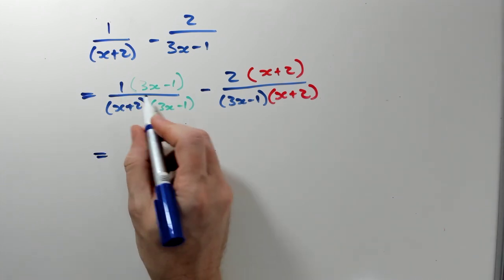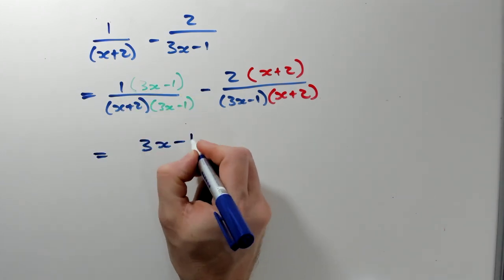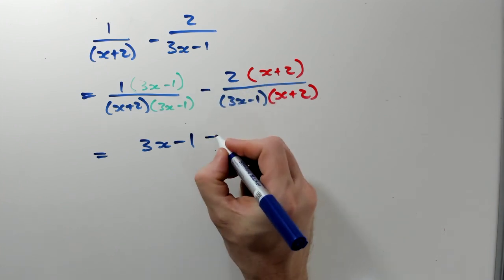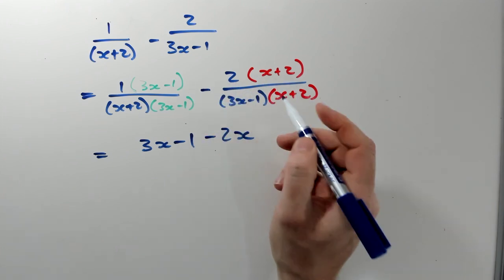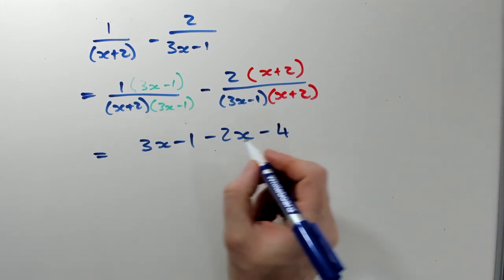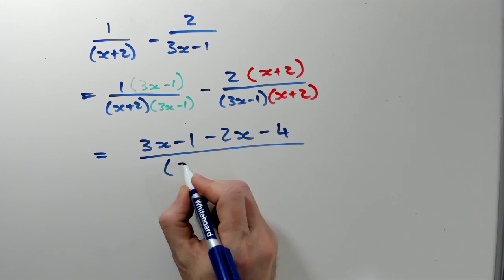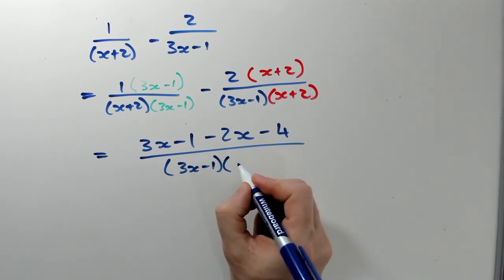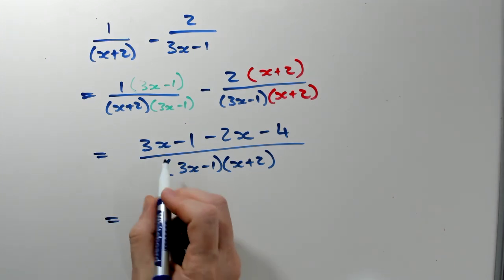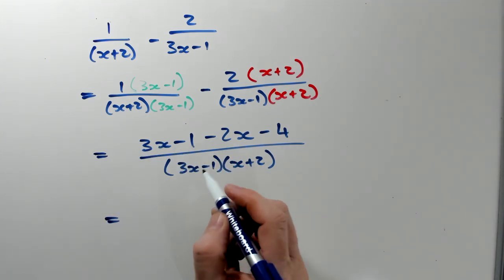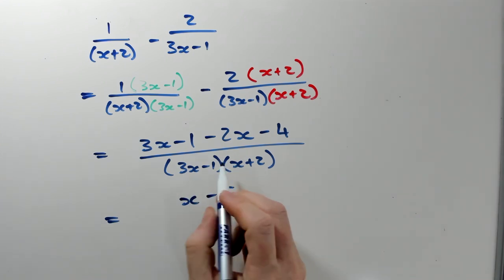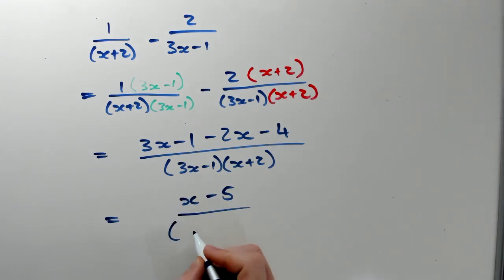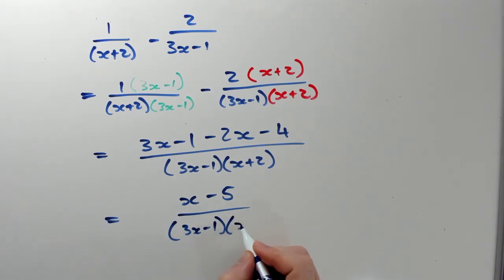So I expand, that would be 3x minus 1. And I have minus 2x, and minus 2 times plus 2 is just going to be minus 4, all over 3x minus 1 and x plus 2. And then like terms I can just do, so 3x minus 2x is x, minus 1 minus 4 is minus 5, all over 3x minus 1, x plus 2. You can probably multiply these out if you want, but I'm just too lazy. This should be good enough. So yeah, there we go.